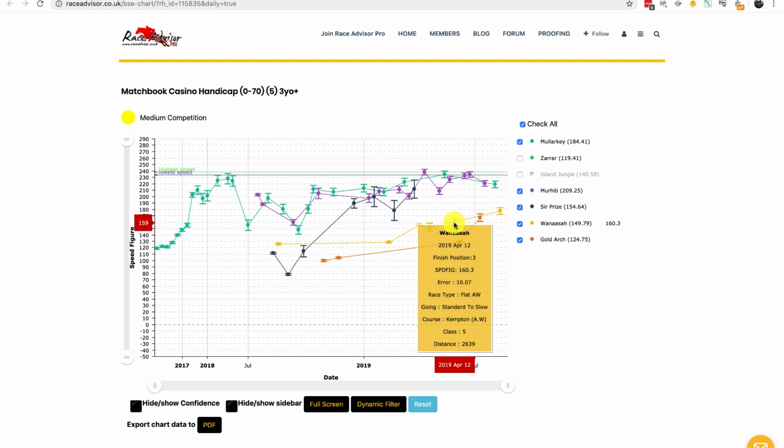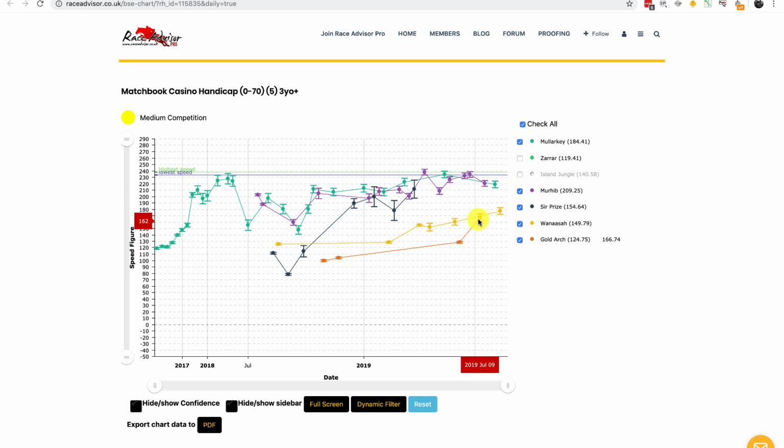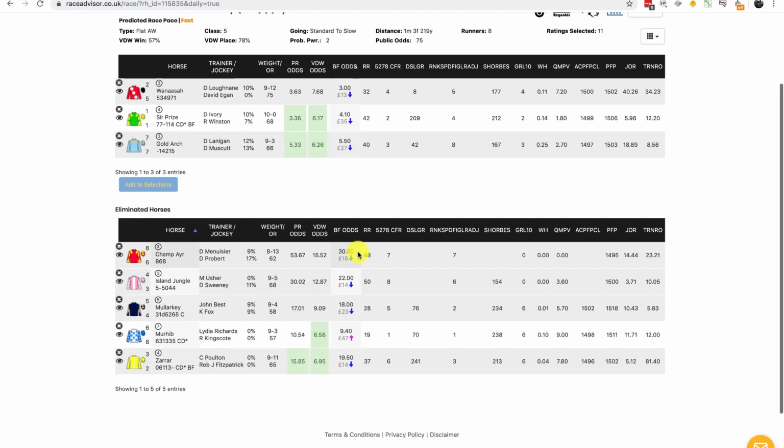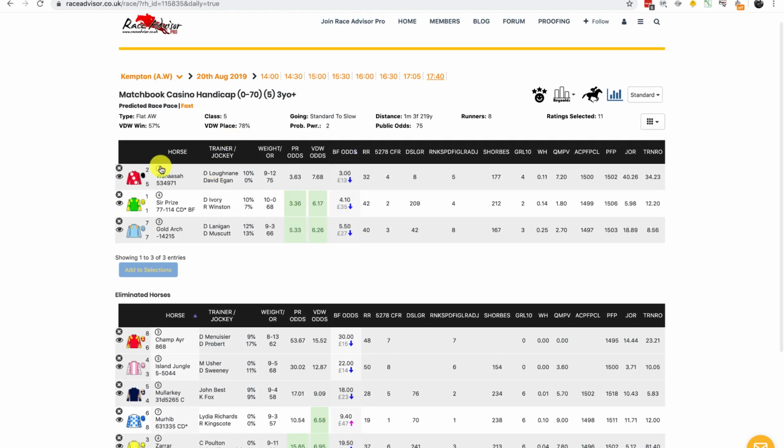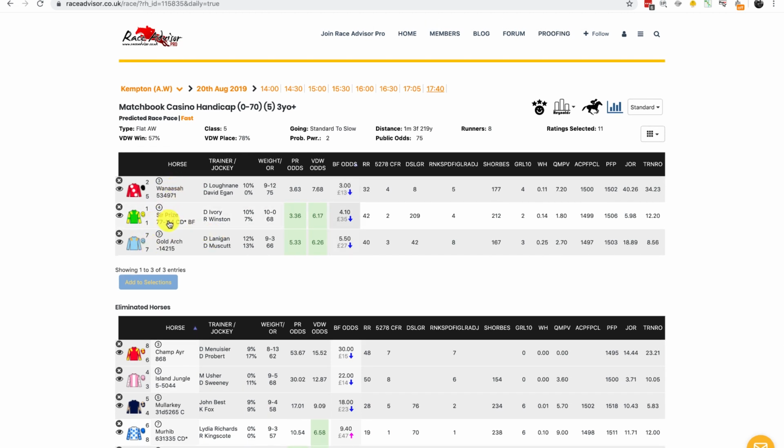So class seems to be the primary strength of Gold Arch and Wanasa, but from a speed perspective we would probably be looking at Surprise, which means we may have a nice lay bet here on Wanasa, who is the current favourite, going for Surprise.